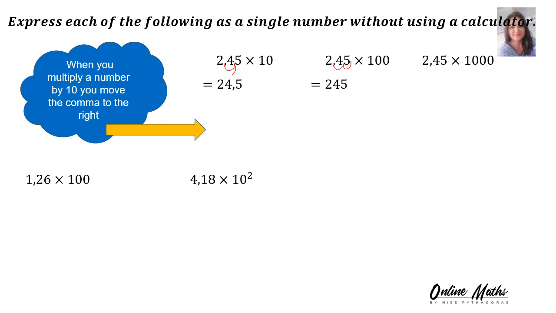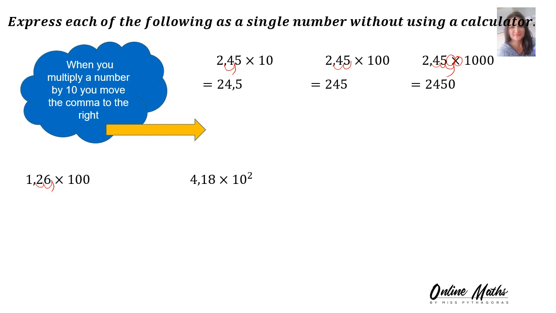The next one, 2,45 times 1,000, means you will move your comma 3 places, but there's a zero missing, so you can add how many zeros you want. So we're going to move 3 places. Therefore, let me show you, it's going to be 1, 2, 3, 2,450.